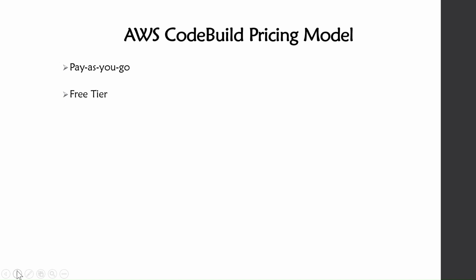AWS CodeBuild offers a free tier that includes 100 build minutes per month for the standard environment. This is ideal for developers with small projects who want to experiment with CodeBuild or use it for light workloads without incurring cost. If usage exceeds 100 minutes within a month, you will be billed according to the regular pricing.